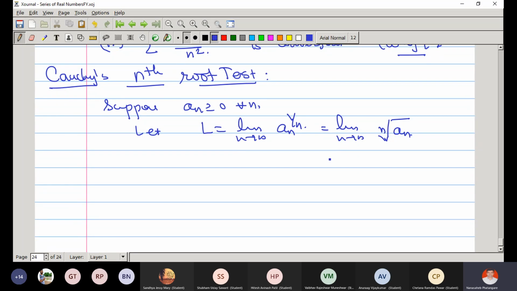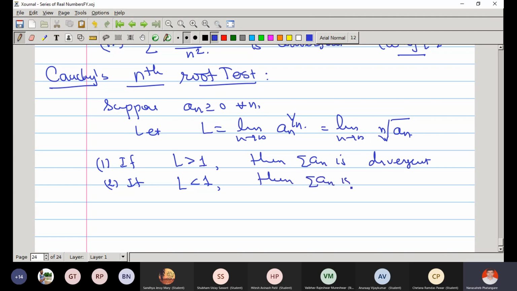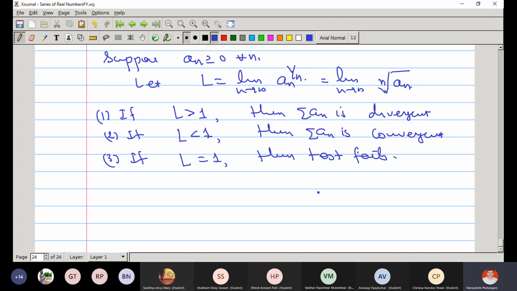Right, so let us take this as a limit. Now if L is greater than 1, then series an is divergent. Second, if L is less than 1, then series an is convergent. Third, if L is equal to 1, then the test fails. Test fails means it may converge, may diverge. No information is obtained from this.